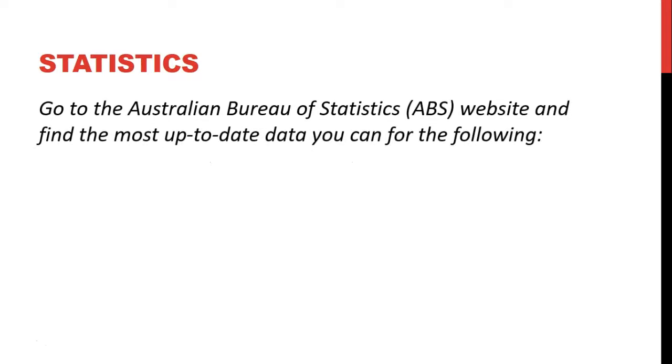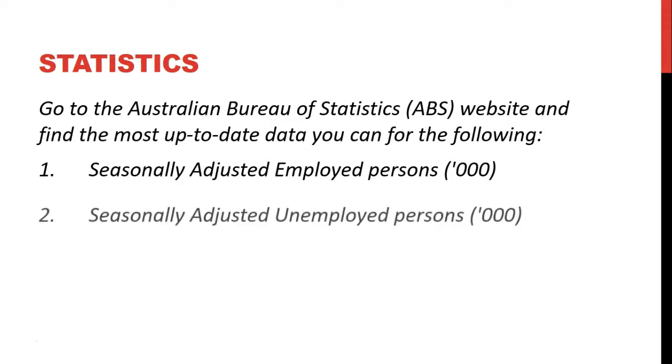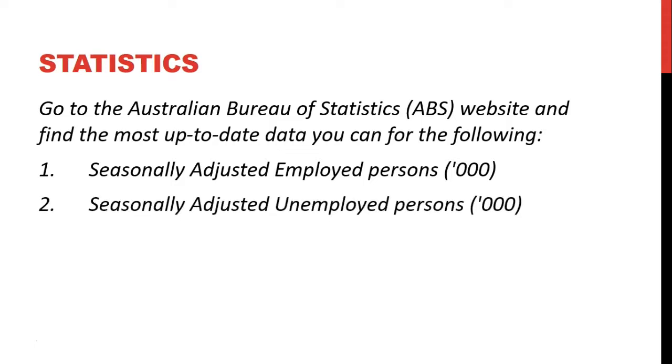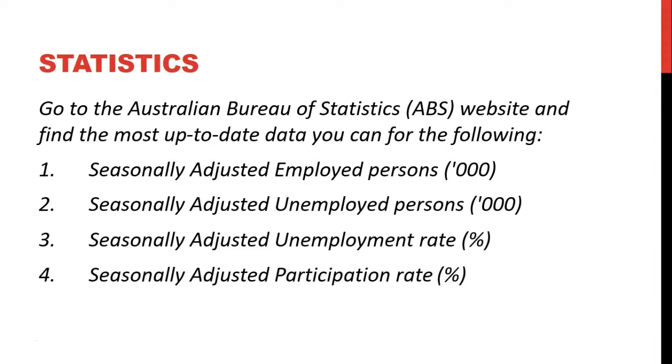Our first question for this week, or it's really an activity, is to go to the Australian Bureau of Statistics website and find the most up-to-date data on the following. Seasonally adjusted employed persons, so the number of people employed at present. Seasonally adjusted unemployed persons, so the number of people who are unemployed. Seasonally adjusted unemployment rate, and seasonally adjusted participation rate. Okay, let's go to the website and see what we can find.